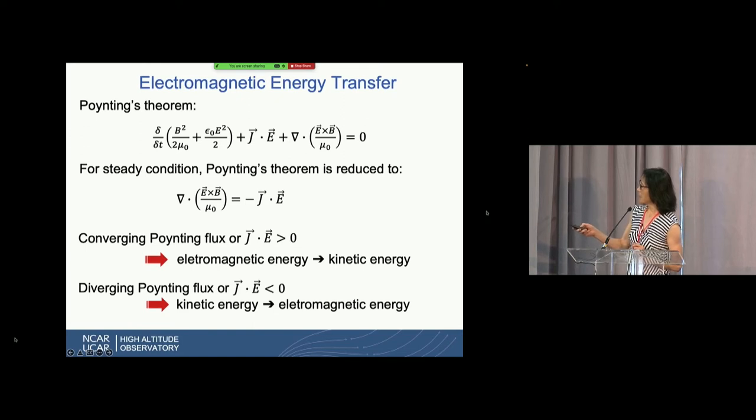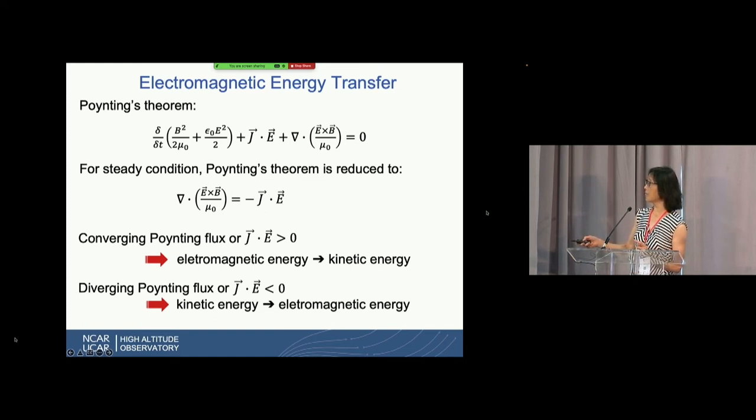For static conditions, the first term can be ignored, and you're left with this term. That's what the general Poynting theorem is referring to, basically people focusing on the Poynting flux versus the energy dissipation or generation term. However, if you look at it here, it's the divergence of the Poynting flux, not the directional Poynting flux itself, that is associated with the energy dissipation or generation.